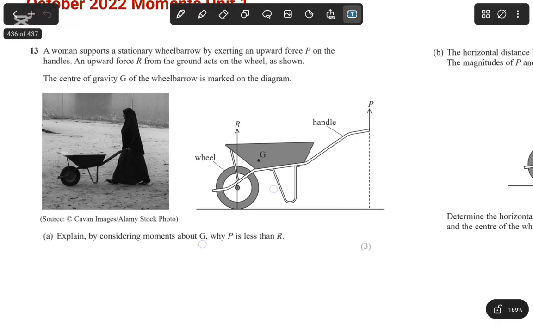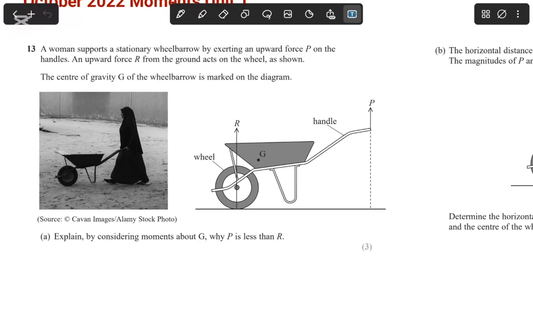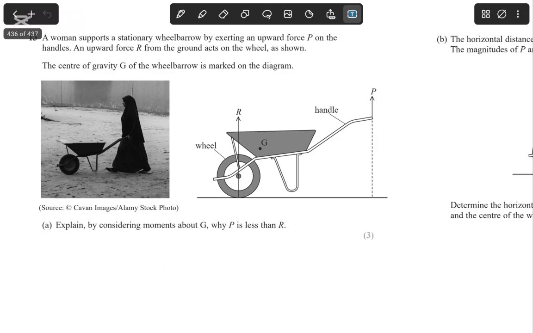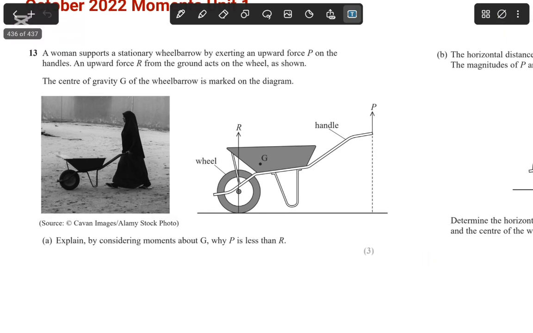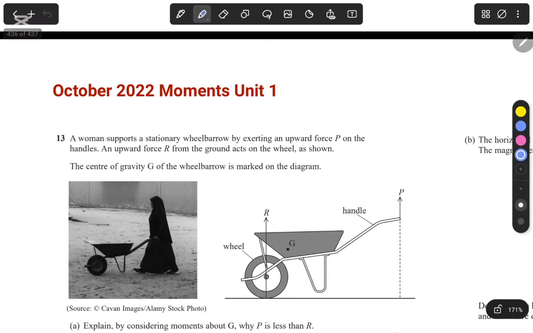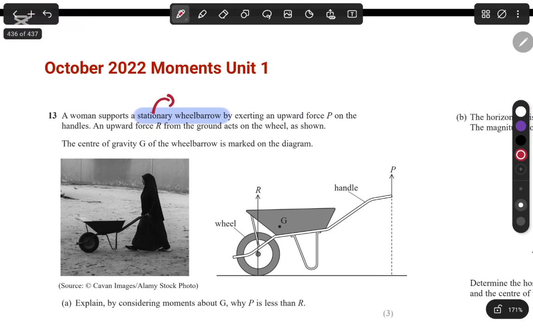It says, a woman supports a stationary wheelbarrow by exerting an upward force P on the handles, and upward force R from the ground acts on the wheel as shown. The center of gravity of the wheel is marked on the diagram. Well, the first point that I want to highlight here is this: the woman supports a stationary wheelbarrow. Stationary means that your wheelbarrow is in static equilibrium. Basically, it's in equilibrium.